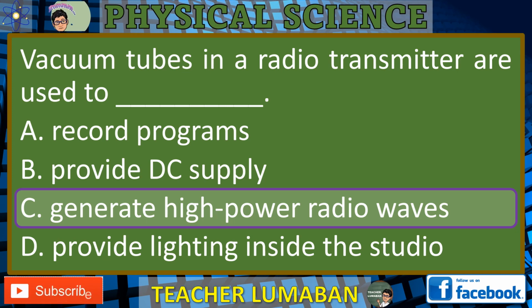Option A, recording programs, is not the function of vacuum tubes in a radio transmitter. Recording programs typically involves magnetic tape, digital storage, or other recording media.